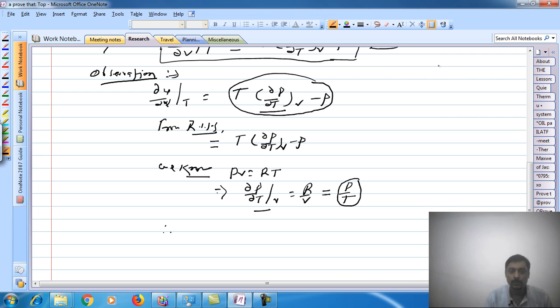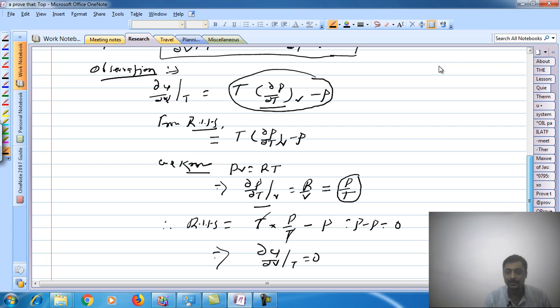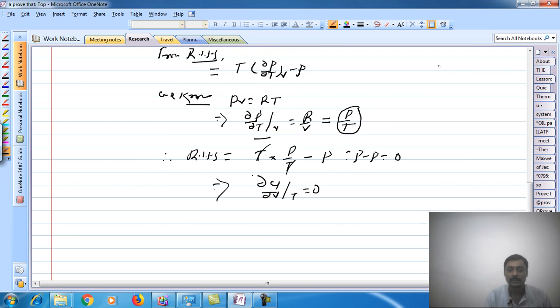Therefore, this RHS is equal to T into P by T minus P. This T will cancel out. This will equal P minus P, which is 0. This implies del U by del V at constant temperature will be equal to 0. This is a very important and interesting result. We reached a very interesting result: del U by del V at constant temperature is equal to 0.